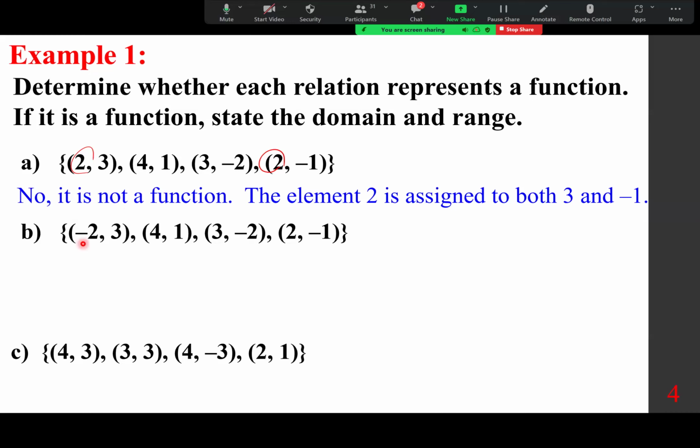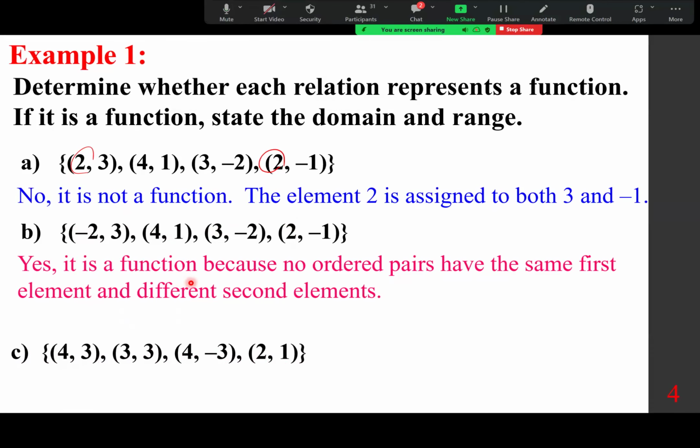When we look at part B, we look at the x coordinates. They're all different. Yes, it is a function because no ordered pairs have the same first element and different second elements. So the first coordinates, x coordinates, do not repeat. The domain is -2, 4, 3, 2, and the range is 3, 1, -2, -1. So we can write the domain and range.